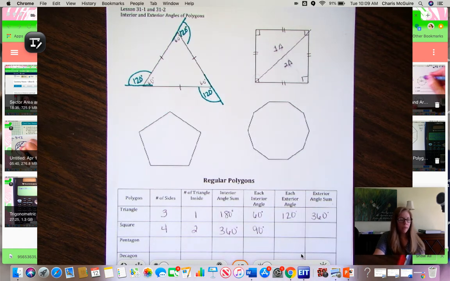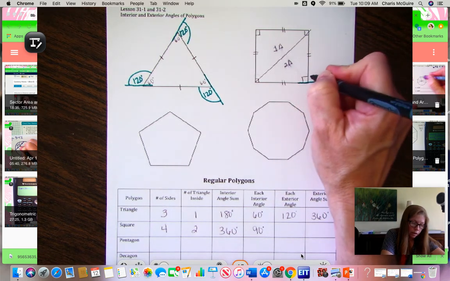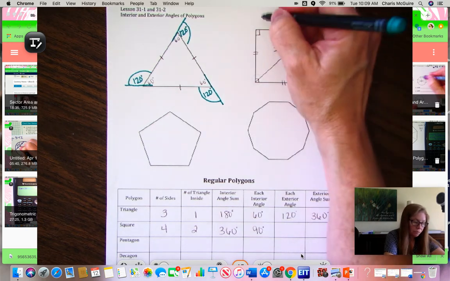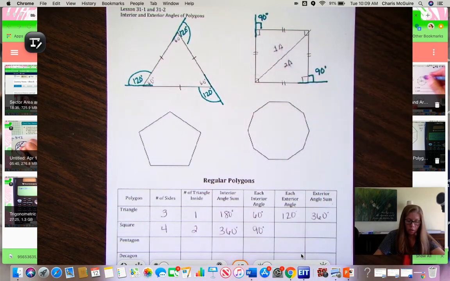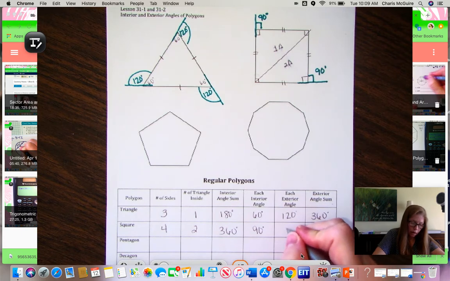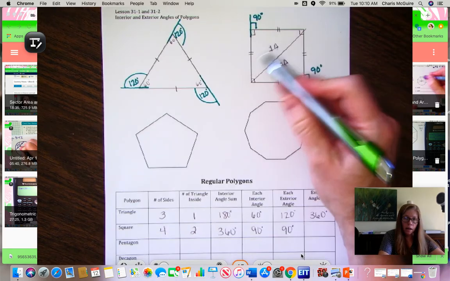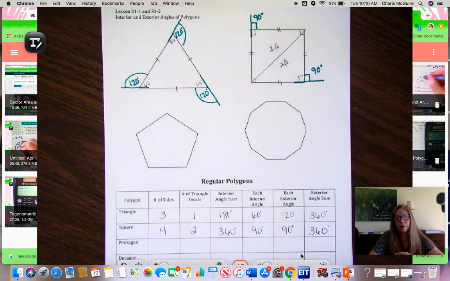So how big is each exterior angle? Well, we don't have to draw all of them, but if you create an exterior angle, that's going to be 90 degrees also. Let's just do 2 of them. Here's one up here, 90 degrees. So each exterior angle is also 90 degrees. And then our exterior angle sum: well, we have 90 times 4, which is 360 degrees again.